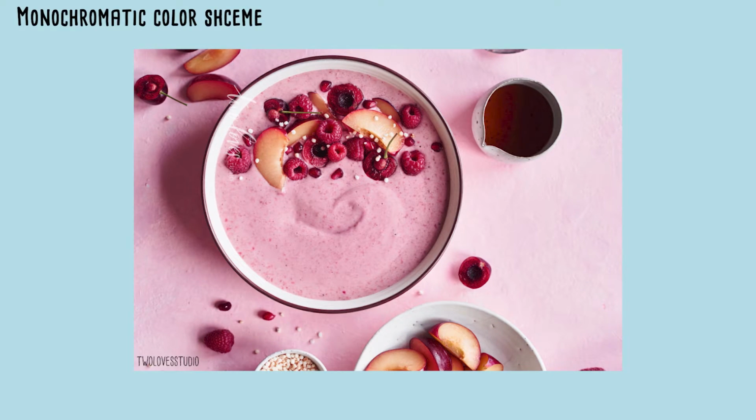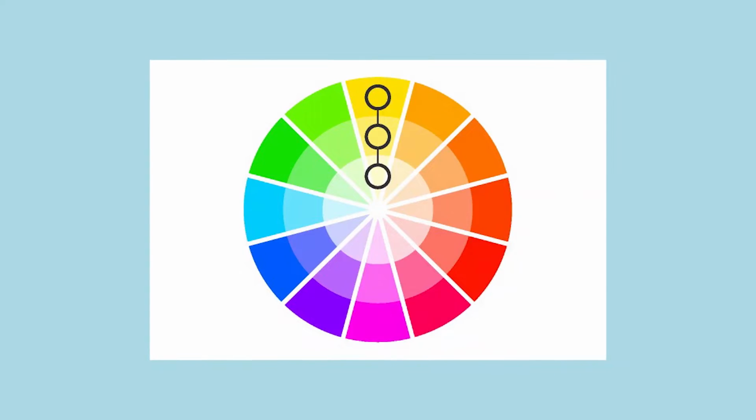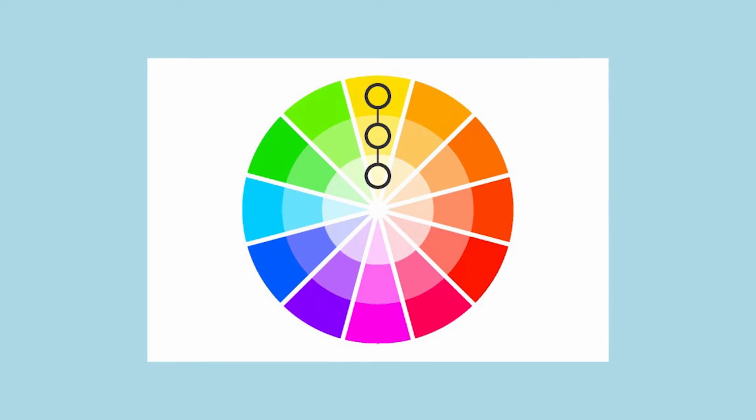So now we're going to talk about the monochromatic color scheme, and this is the first color scheme where instead of it being contrast, it's really about harmony. And what monochromatic is, I'm sure you all can guess, is just one color, but you are using the different shades, tints, and tones within that photograph.